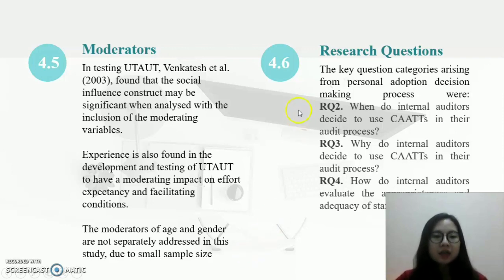The next is research questions. The key questions are categorized, arising from the adoption decision-making process. So basically it is when, why, and how. When and why do internal auditors decide to use CAATTs in their audit process, and how do internal auditors evaluate the appropriateness and adequacy of staff skill?